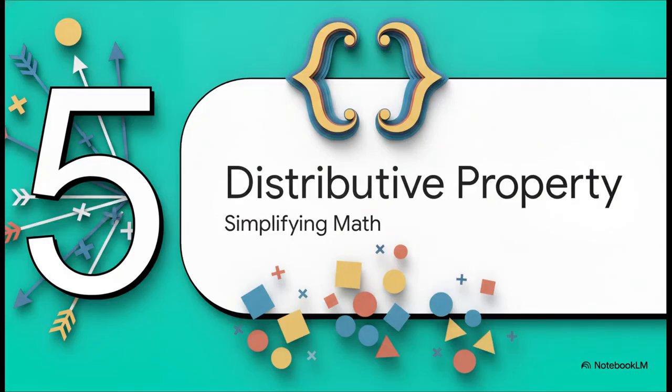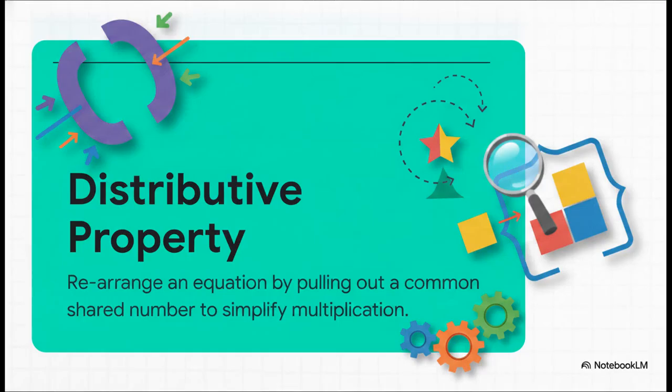Finally, what is the distributive property? All right, here is the final and honestly perhaps the most powerful tool for your PLE toolbox. The distributive property is a rule that lets you rearrange an equation by pulling out a common shared number to simplify your math. So how can we use shared numbers to pull apart a really tricky problem and make it simple? Let me show you.